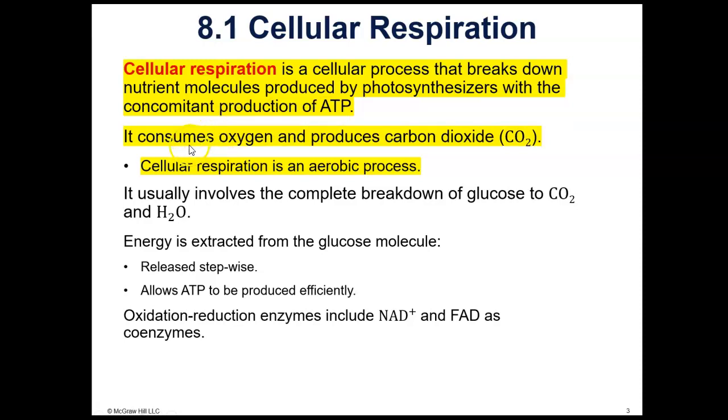Now, cellular respiration consumes oxygen gas and produces carbon dioxide gas. So it uses oxygen as a reactant and produces carbon dioxide as a waste product. Also, cellular respiration is an aerobic process. So it does use oxygen. It's aerobic, okay?